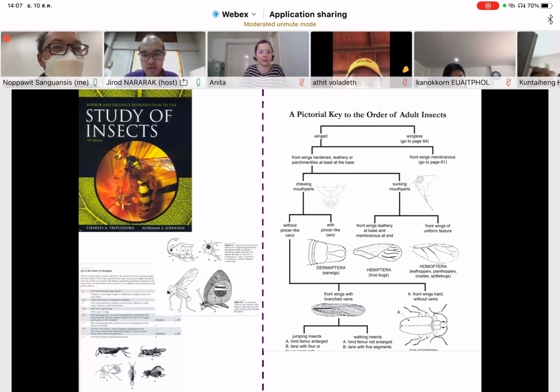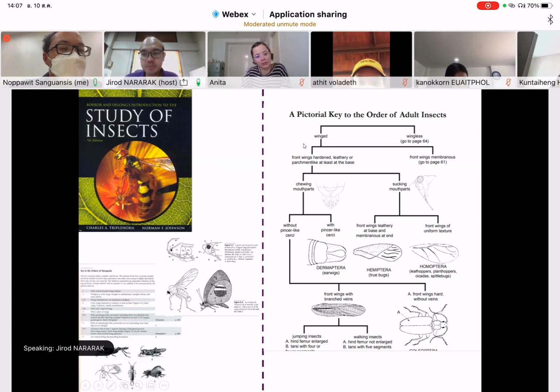And then you can see here, if it has wings, you look at the wing: the front wing can be hardened or the front wing can be membranous. If the front wing is hardened, the next step goes to the mouthparts, some kind of mouthpart, something like that.